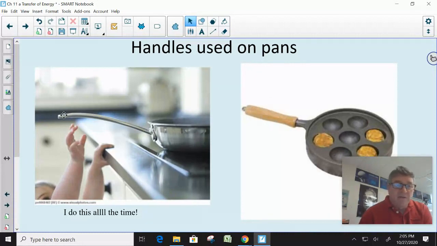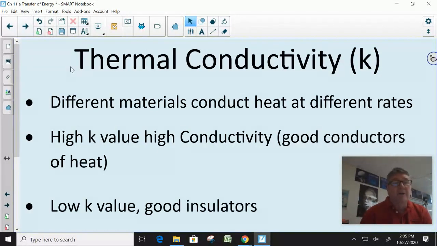So the metal is a good conductor. It transfers the heat from the metal into my body, which I don't like. But the wood is a very good insulator. It's the opposite of a conductor. So this is a very poor conductor, very good insulator. It keeps the heat from transferring. That's what we're really going to talk about, different types of transfer. Now, in physics, we usually talk about conductivity versus insulating. These are opposites of each other.